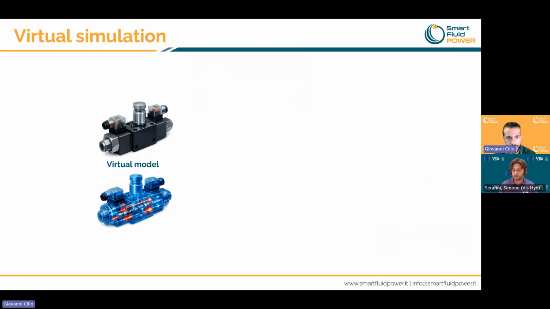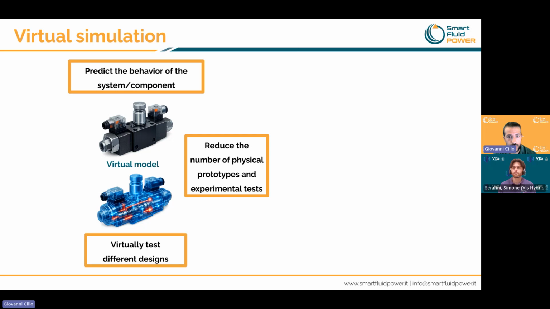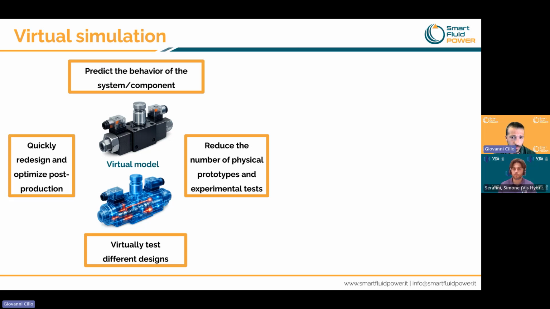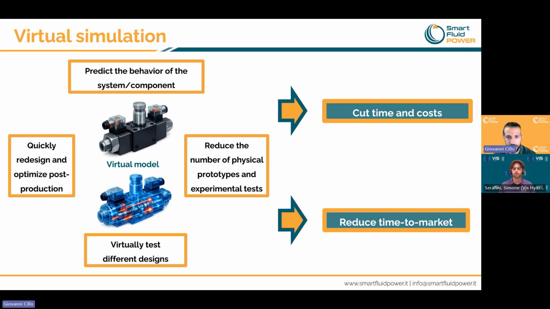We focus on virtual simulation. So what is a virtual model? A virtual model reproduces the behavior of a system or a component and helps reduce the number of physical prototypes and experimental tests. In addition to reducing the physical prototypes, it also allows testing many designs and configurations directly on the computer without building anything physically. This is useful both in the prototyping phase and also in redesigning activities. It also enables fast optimization of an already developed design, reducing time and costs and improving time to market.